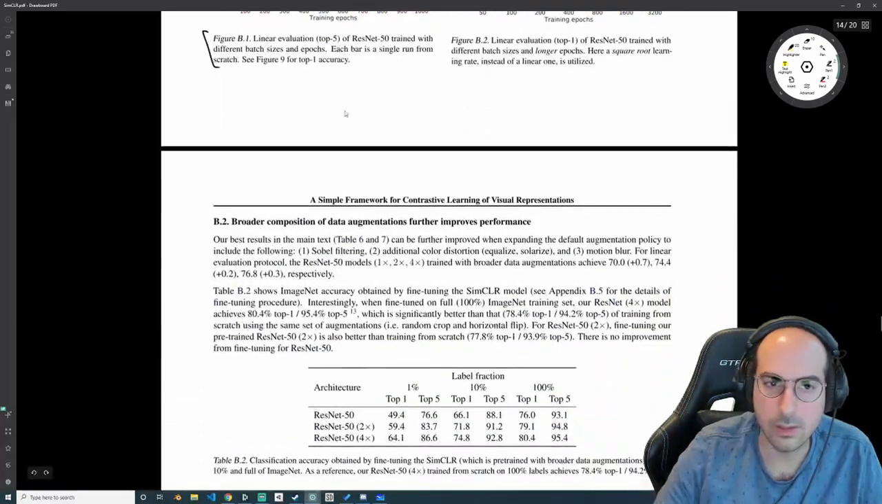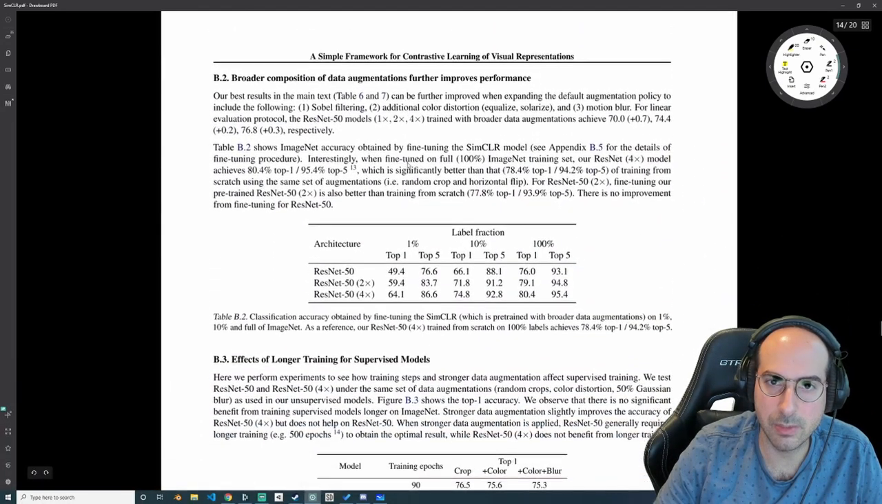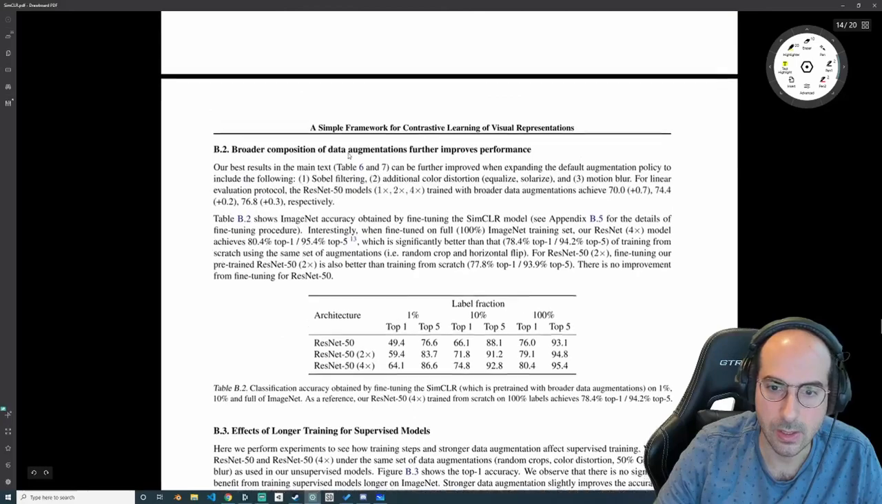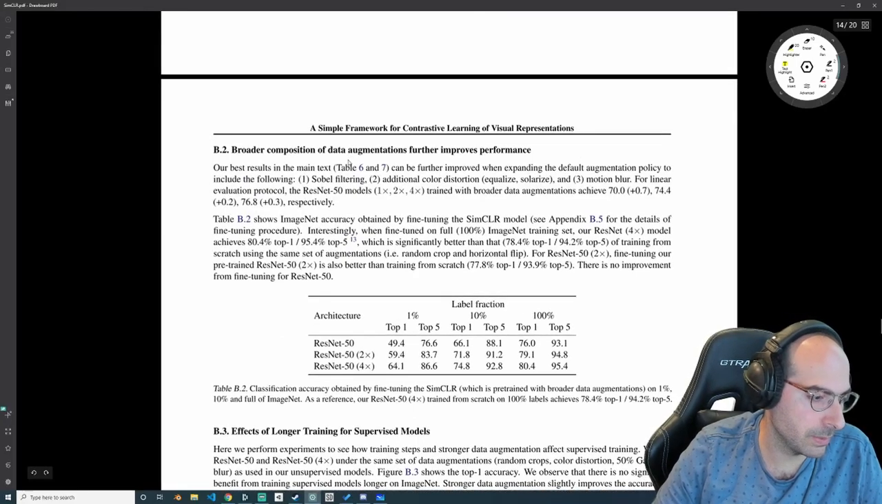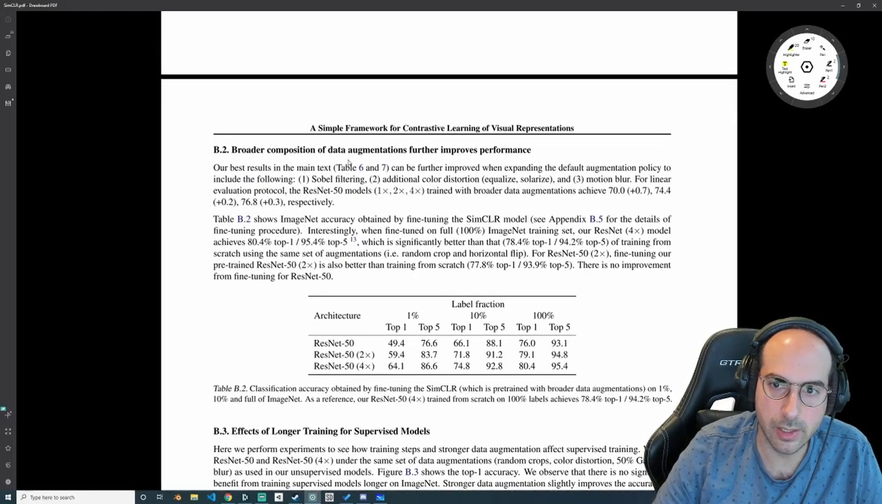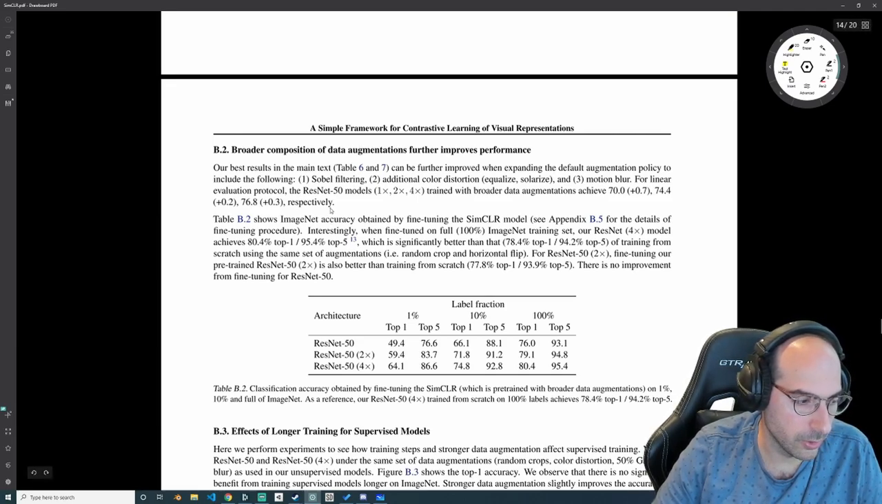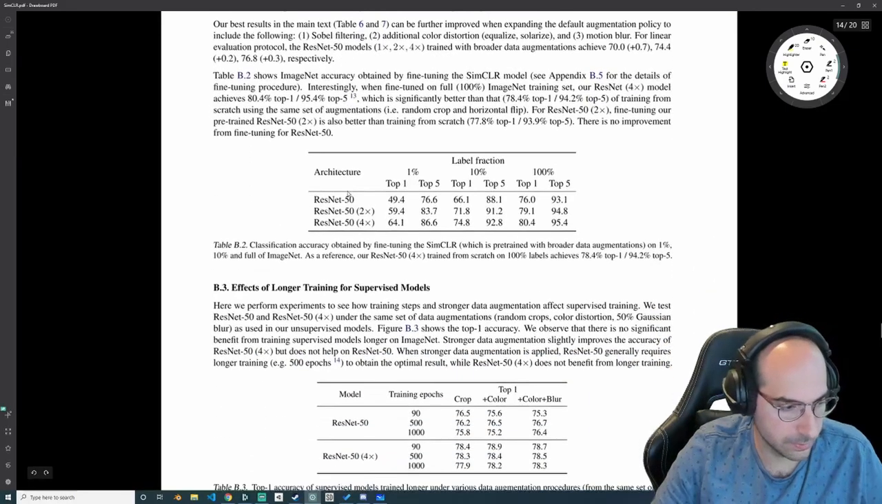Interesting. Broader composition of data augmentation further improves performance. Yeah, you can expect this to be a good technique for regularization, right? In general, the more aggressive your pre-processing is and the more data you're constructing for yourself, the better you would expect the performance to get.